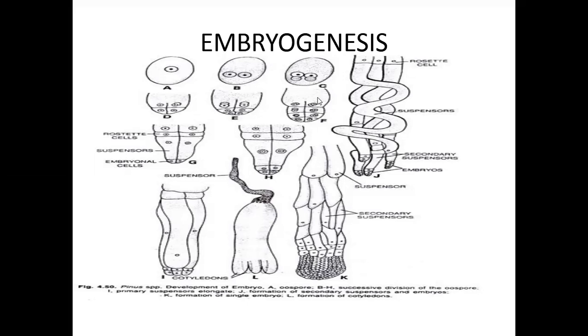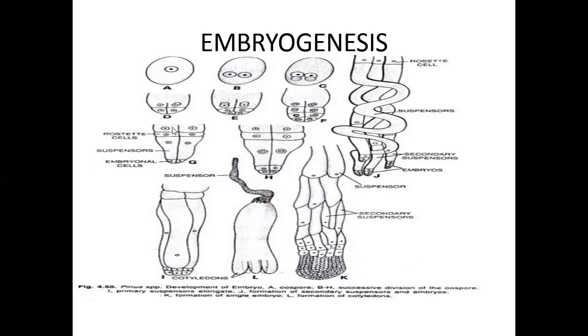Those 16 cells are arranged in 4 tiers. In each tier, 4 cells are present. The upper tier has 4 cells. Here, 2 are visible, and 2 are present at the lateral side of these 2 cells. See, here it is 2, 2, 2, 2. Total 4 cells are present in each tier.